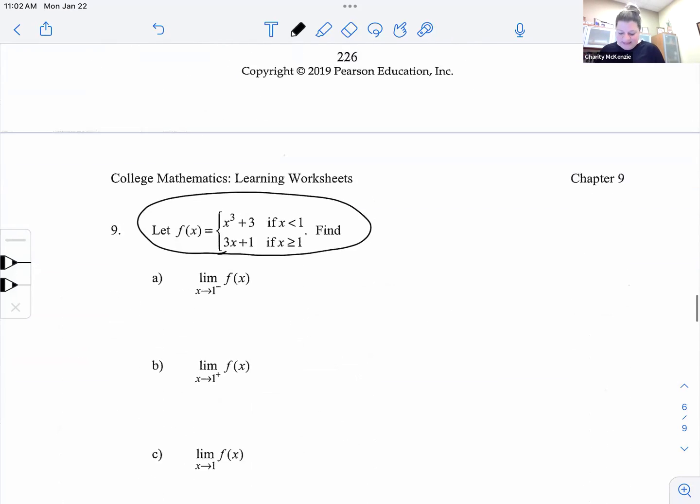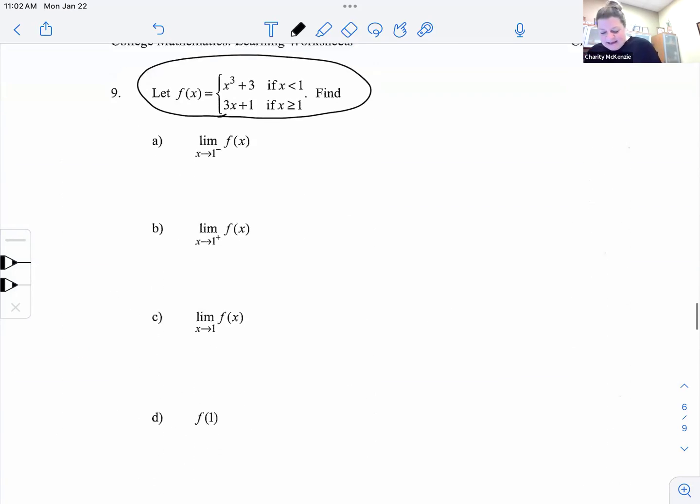Okay, so then we start to look at some graphs that are going to have a break, right? So we know the limit may not exist or it might. So we have to look a little bit more specific. So this one says to use this top function if your value is less than 1, and this one if greater than or equal to 1.